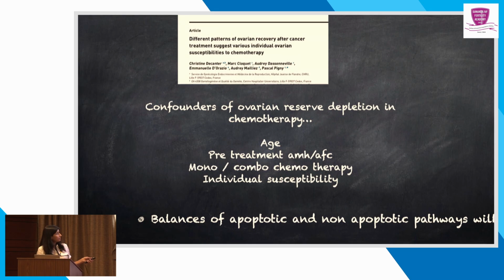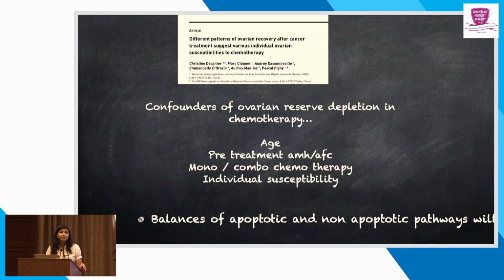So they have the confounders of ovarian reserve depletion in chemotherapy. The first is age. If she is young and has a very good ovarian reserve at that particular time, she may not have that depletion very fast. If you have done pre-treatment, like giving an agonist and then going for chemotherapy, that also will prevent a drastic decline in AMH. Monotherapy versus combined therapy: obviously, monotherapy will have a lower fall of AMH compared to combined therapy.